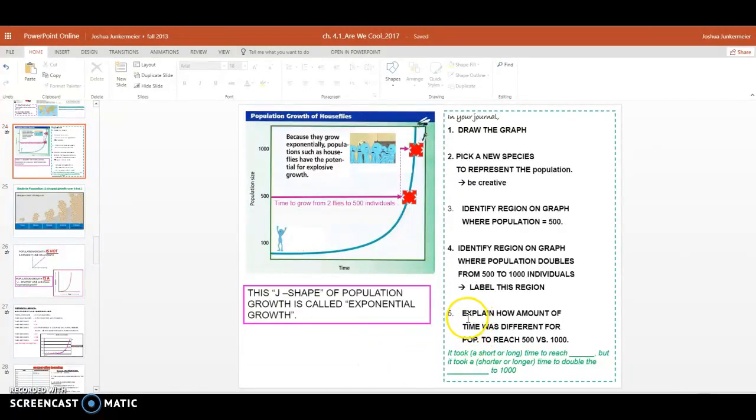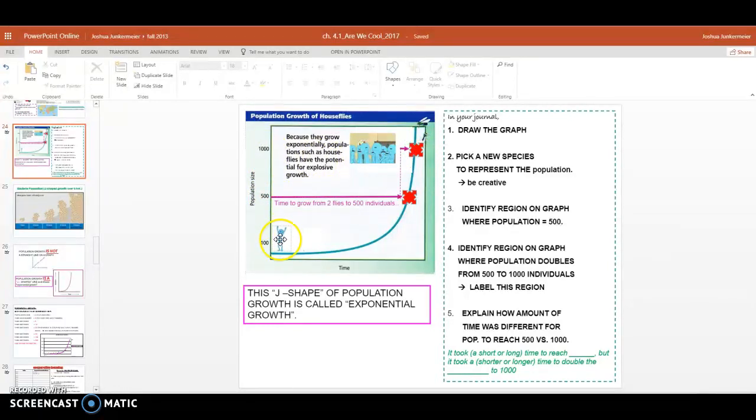All right, so we want to finish this slide. For slide 24, let's answer question 5 now. It says explain how the amount of time was different for the population to reach 500 versus how long it took to reach 1,000. So if you see the time is here. This is how long it took to reach 500. And look at this little arrow here. This little arrow is how much time it took for the population to go from 500 to 1,000.